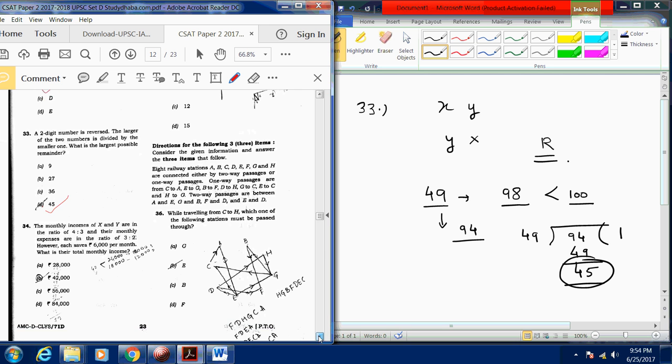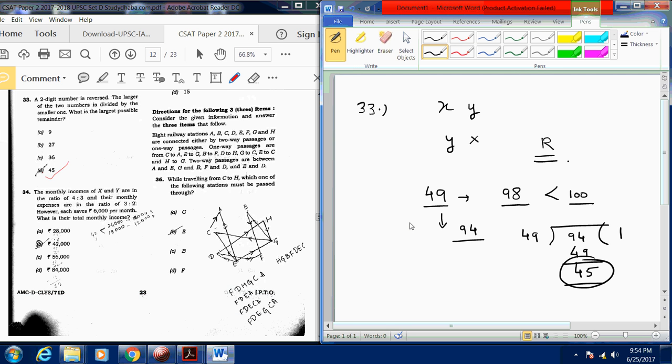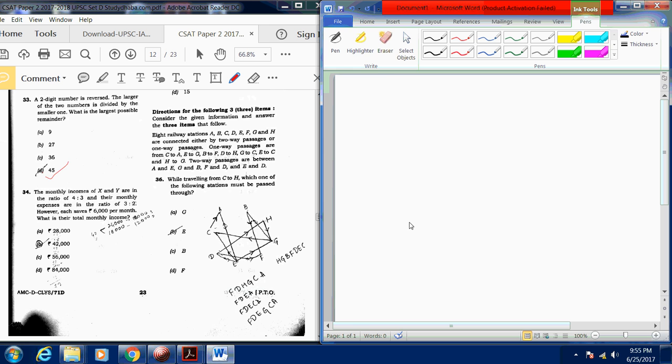The next question, 34. The monthly incomes of X and Y are in the ratio 4:3. Their monthly expenses are in the ratio 3:2. And each is saving 6,000 per month. What is their total monthly income? So you have, say, X, you have Y, you have their income, you have their expenses.